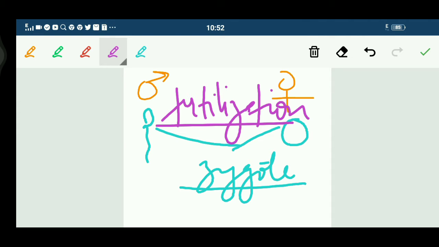So we can say that the fusion of the male gamete, that is sperm, with the ovum is said to be fertilization, and this results in the formation of a structure known as zygote. Okay students, I hope this is clear to each one of you.